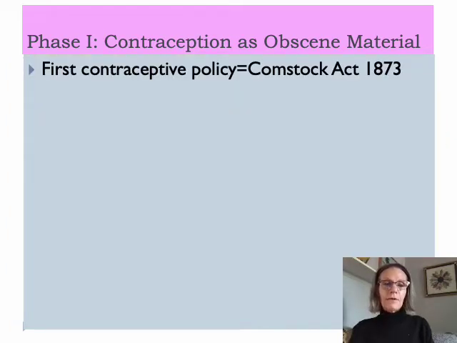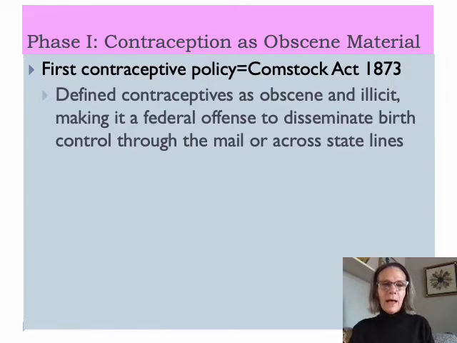So the first contraceptive policy in the United States is known as the Comstock Act, named after Anthony Comstock. It defines contraceptives as an obscene and illicit material, making it a federal offense to disseminate birth control through the mail or across state lines. This is a federal law, and the federal government has control over importation of items into the United States. And so the importation of contraceptives from other countries was prohibited.